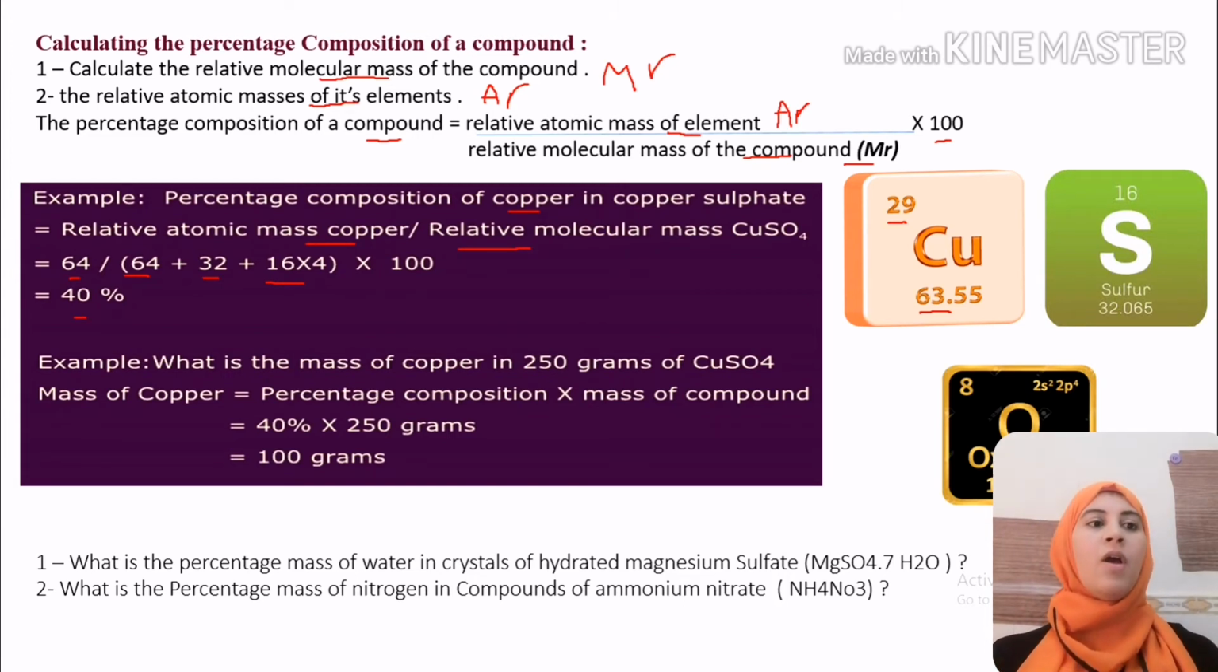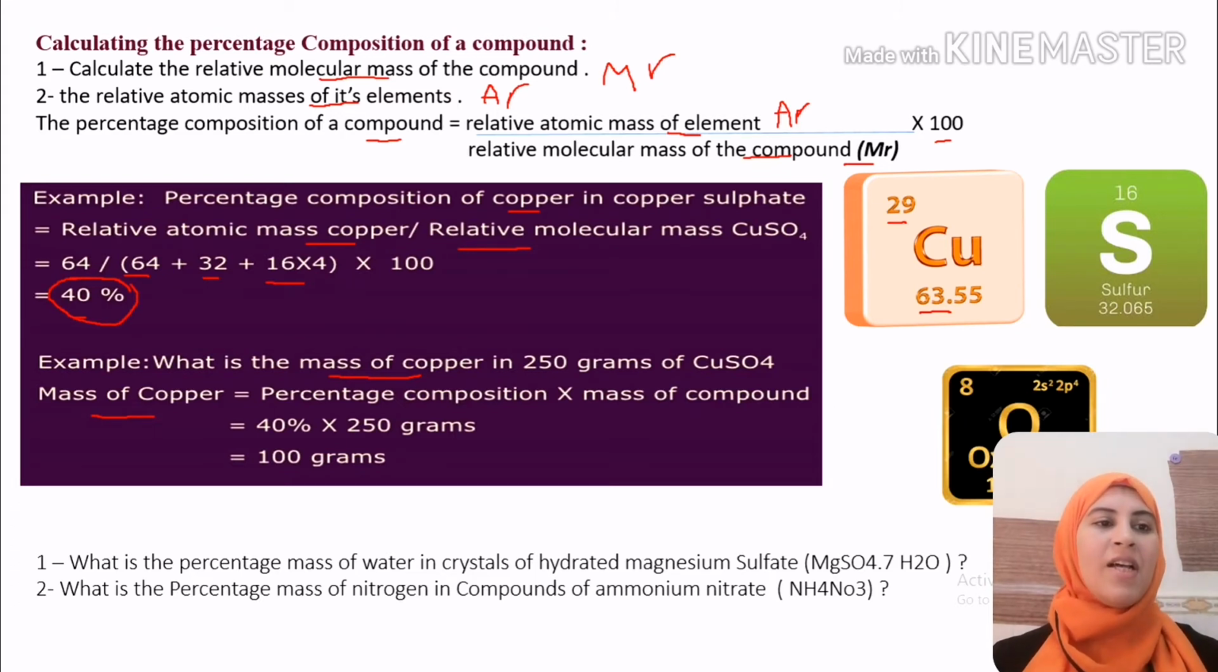Example. What is the mass of copper in 250 grams of copper sulfate? We have 250 grams of copper sulfate. We want to calculate the mass of copper in our sample. We know that the mass of copper equals percentage composition times the mass of compound. In our compound we said we have 40% copper.